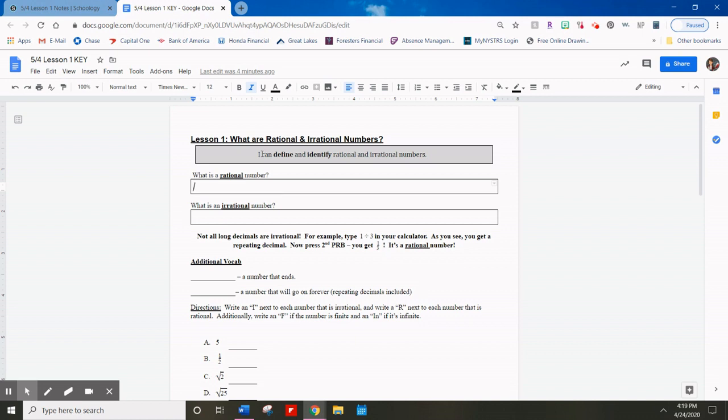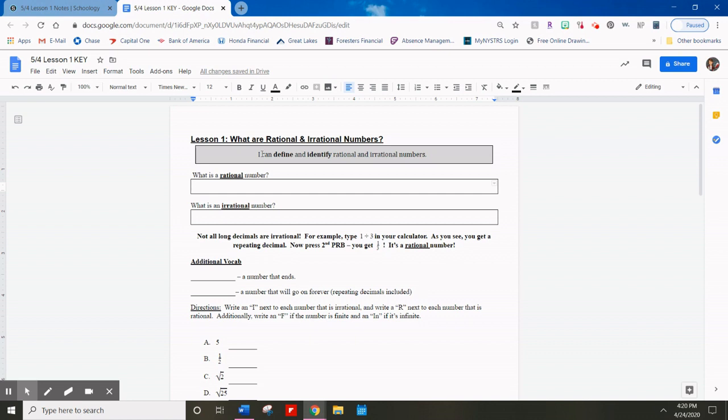So lesson 1, we are working with rational and irrational numbers. So our learning target for today is I can define and identify rational and irrational numbers. So the first question asks, what is a rational number? Now you might have heard of rational and irrational before. You might call someone being rational or irrational based on if they're making sense or not. It's kind of the same idea.